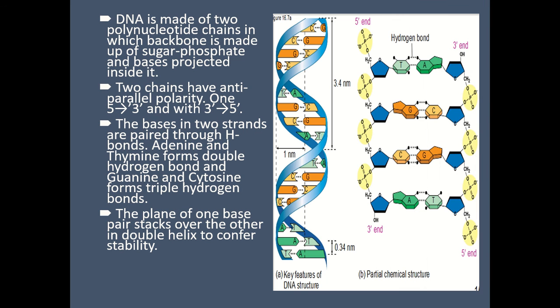Now DNA is made of two polynucleotide chains in which the backbone is made up of sugar-phosphate and the bases project inside. The two chains have anti-parallel polarity. One is in the 5' to 3' direction and the other in the 3' to 5' direction. The bases in the two strands are paired through hydrogen bonds. Adenine and thymine form a double hydrogen bond, and guanine and cytosine form a triple hydrogen bond. The plane of one base pair stacks over the other in the double helix to confer stability.